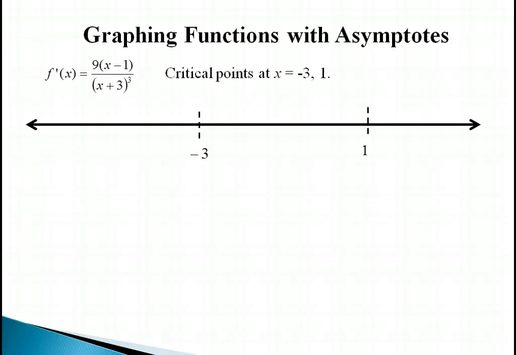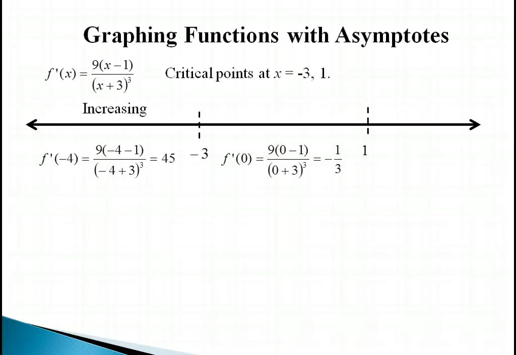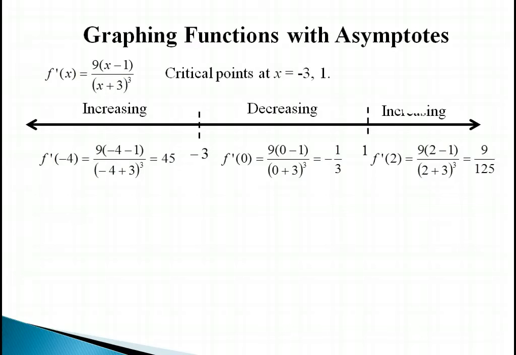So I chose a point below negative 3. I chose negative 4. And I plugged it in and got out a positive 45. Since I have a positive number, I know my graph is increasing on the interval from negative infinity to negative 3. Between negative 3 and 1, I chose 0. I got out negative 1/3, and that is a negative number, so I know it's decreasing on the interval from negative 3 to 1. Above 1, I chose to put in 2, and I got out 9 over 125. It's a positive number, so again, the graph is increasing from 1 to positive infinity.